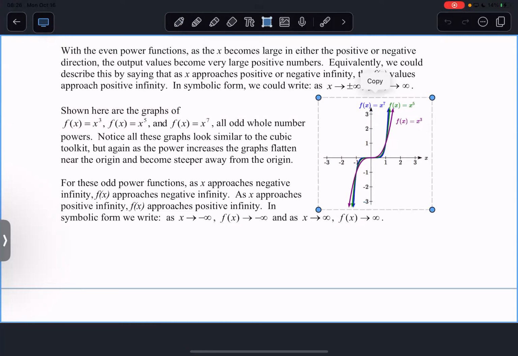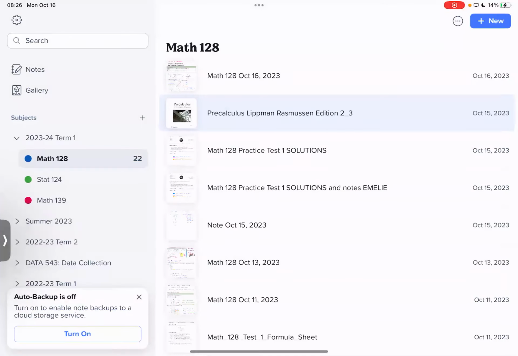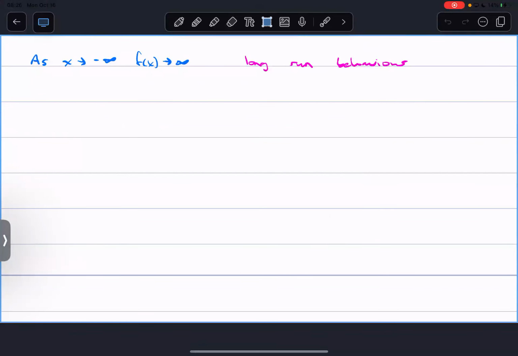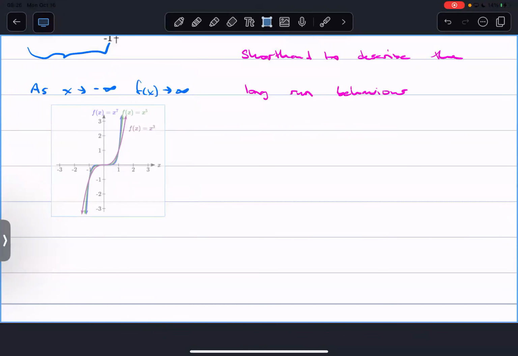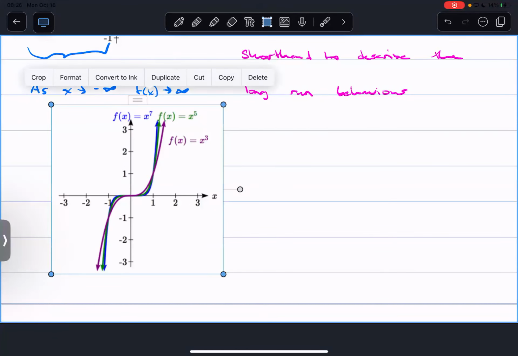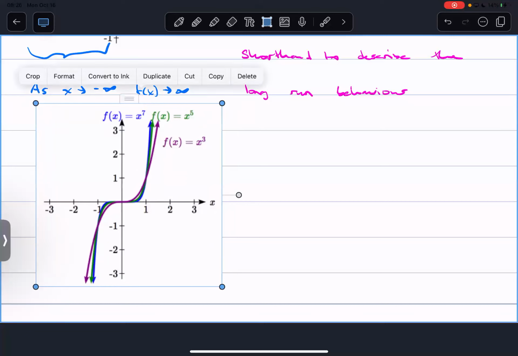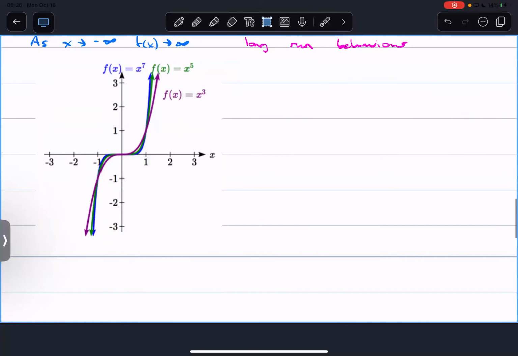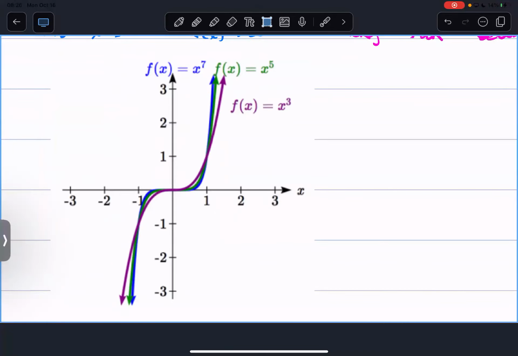Same thing in general for the odd powers. I don't know about you. I always prefer even powers. Odd powers kind of weird me out, but I don't know. There's no explanation for that. Just is.